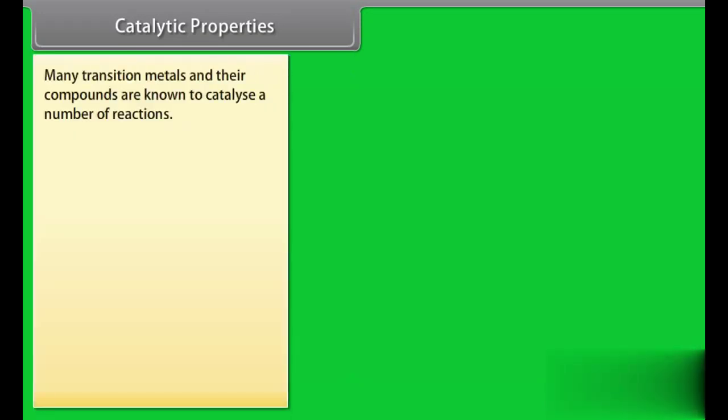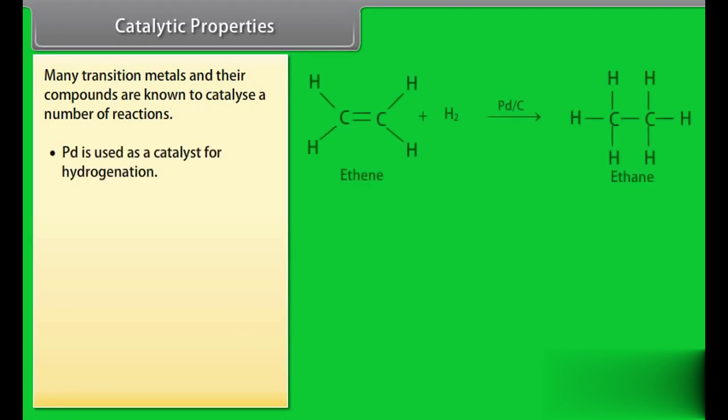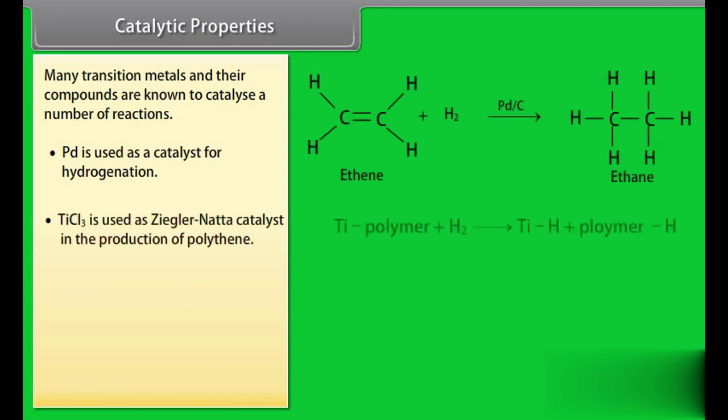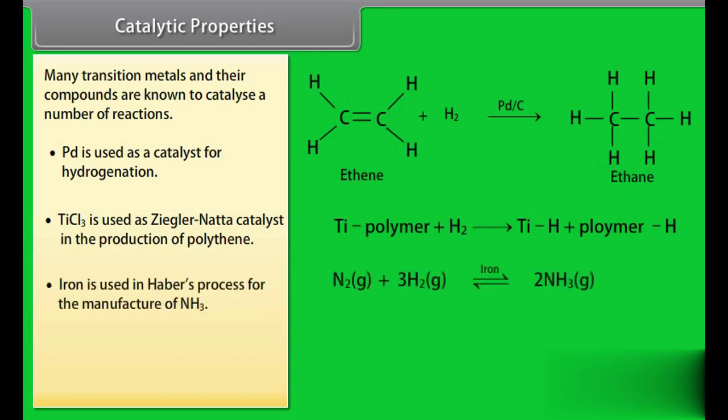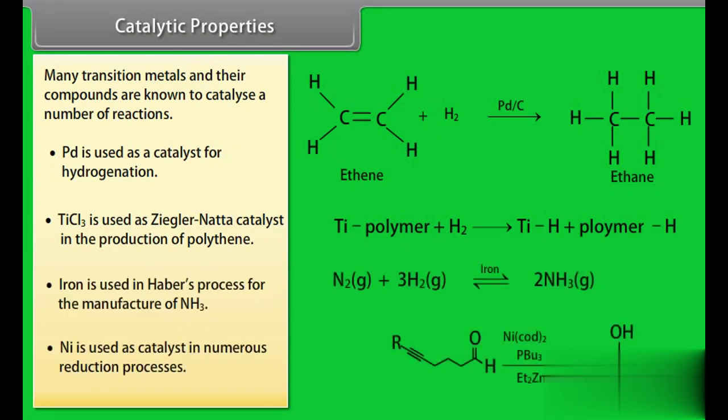Many transition metals and their compounds are known to catalyze a number of reactions. For example, palladium is used as a catalyst for hydrogenation. Titanium trichloride is used as the Ziegler-Natta catalyst in the production of polythene. Iron is used in Haber's process for the manufacture of ammonia. Nickel is used as a catalyst in numerous reduction processes.